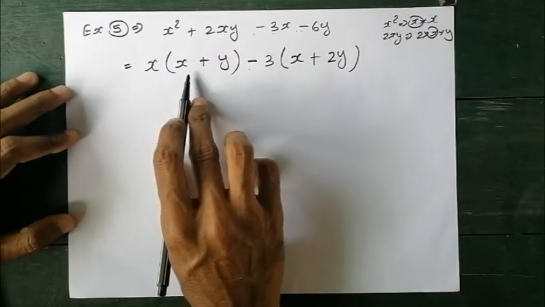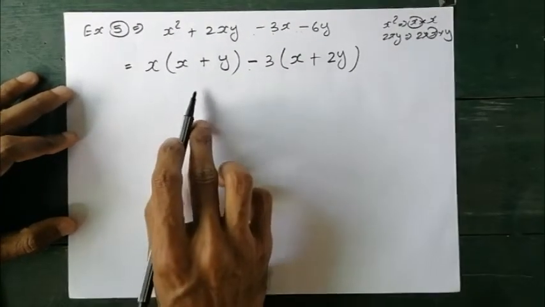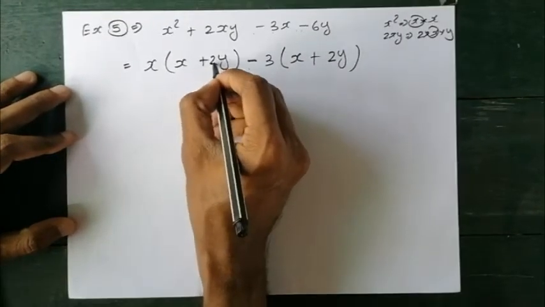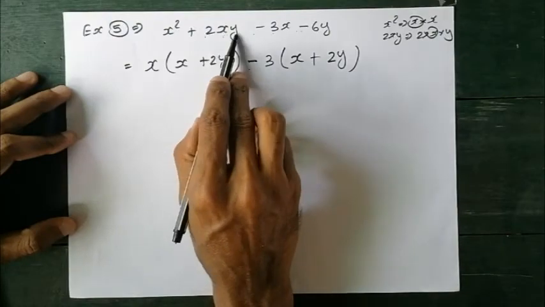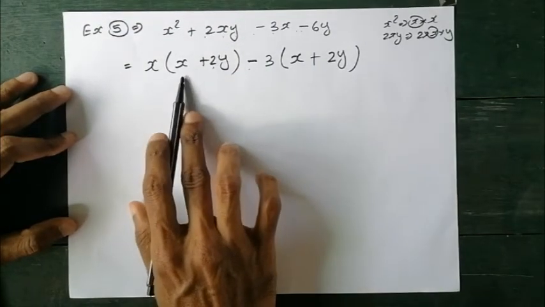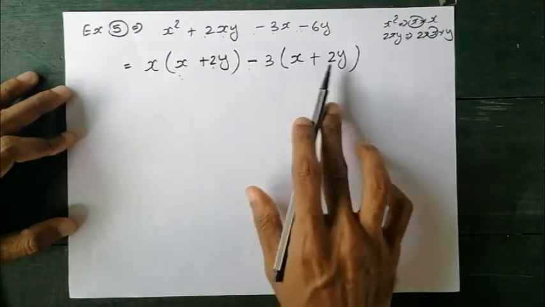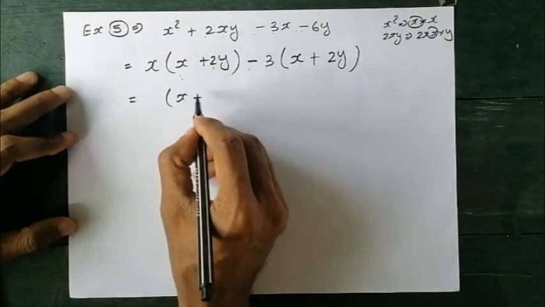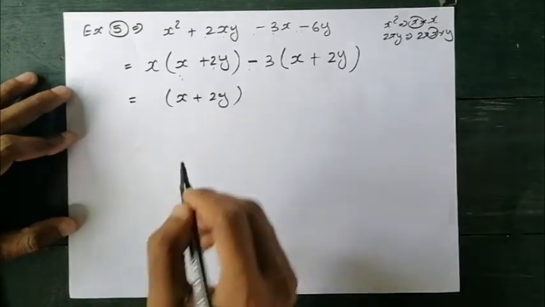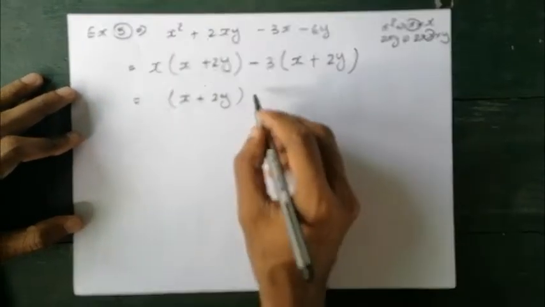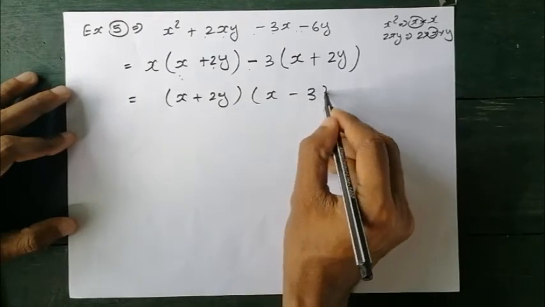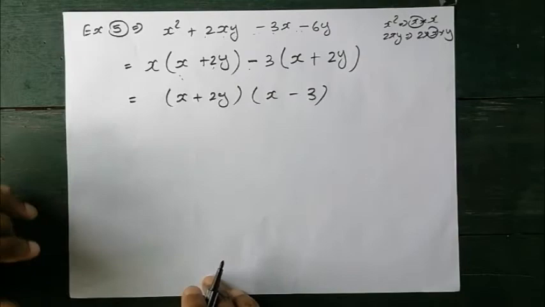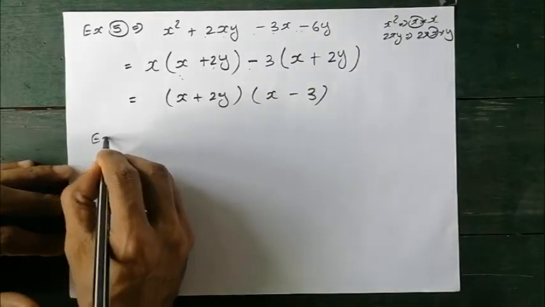Sorry, I made a mistake here. If you take x, the remaining is 2y, because it's 2 into x into y. So now the result is the same: x plus 2y, x plus 2y. Then we take out the last common factor, x plus 2y. The remaining is x minus 3.